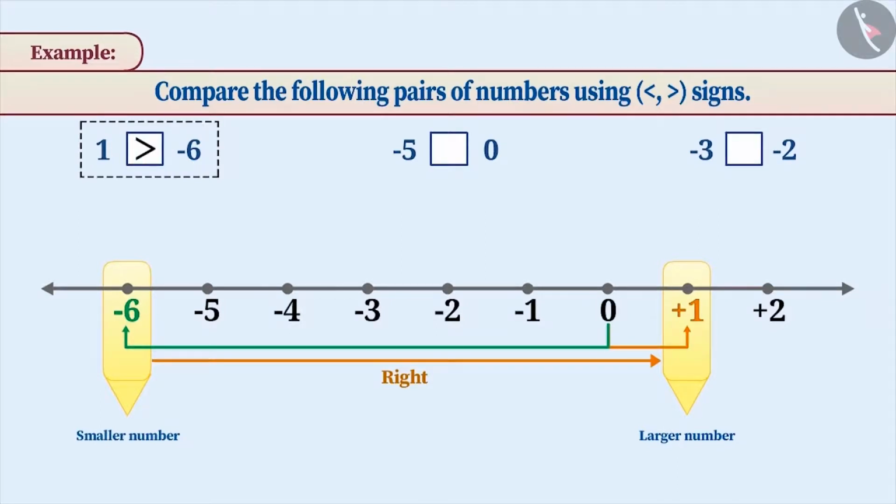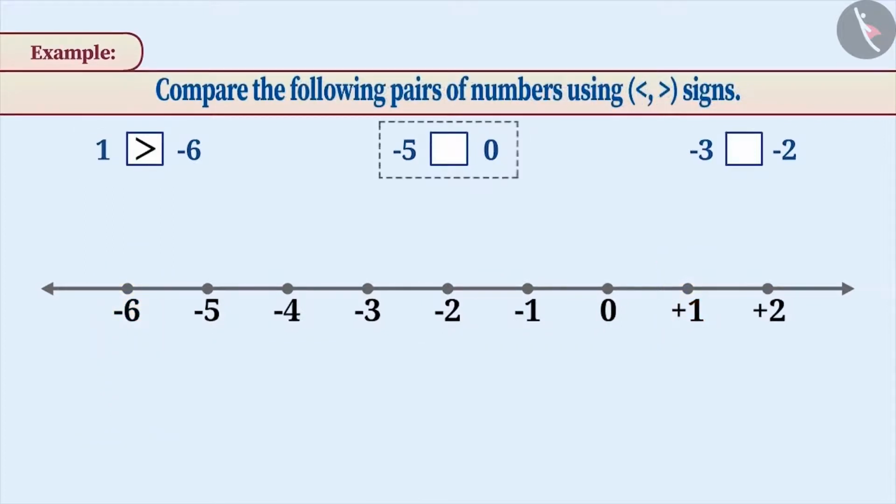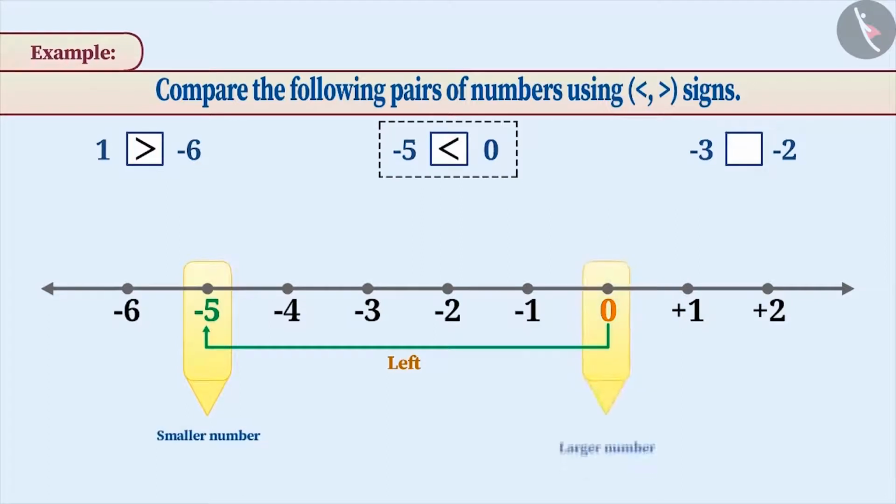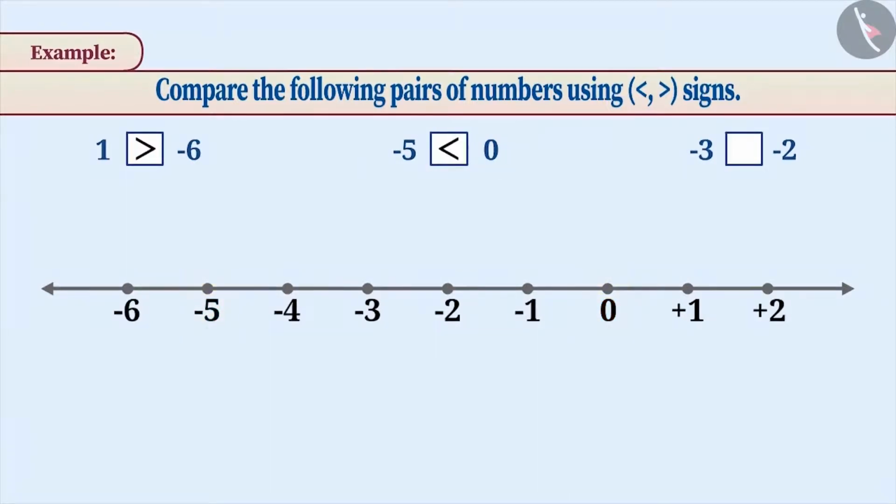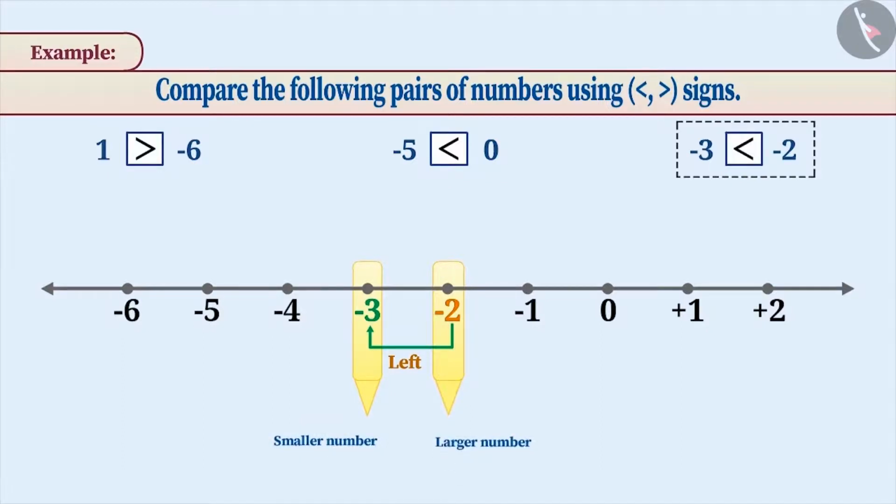Similarly, let's compare minus 5 and 0 on the number line. The number minus 5 is marked 5 places to the left of 0. Since minus 5 is to the left of 0, minus 5 is the smaller number and 0 is the larger number. Similarly, in order to compare minus 3 and minus 2, mark them on the number line. As you can see, minus 3 is to the left of minus 2. Therefore, minus 3 is smaller than minus 2, or we can say that minus 2 is larger than minus 3.